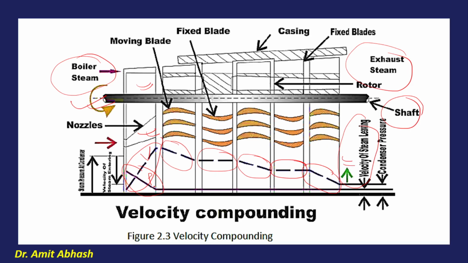Similarly, the pressure, once the pressure is dropped, pressure is constant throughout. You can see, in velocity compounding, only one pressure drop will be observed when it passes through the nozzle, otherwise pressure is constant throughout. Since the velocity is changing continuously through the moving blade, that's why it is called velocity compounding. Means we have compounded the velocity in different stages. Okay, so this is regarding the velocity compounding.